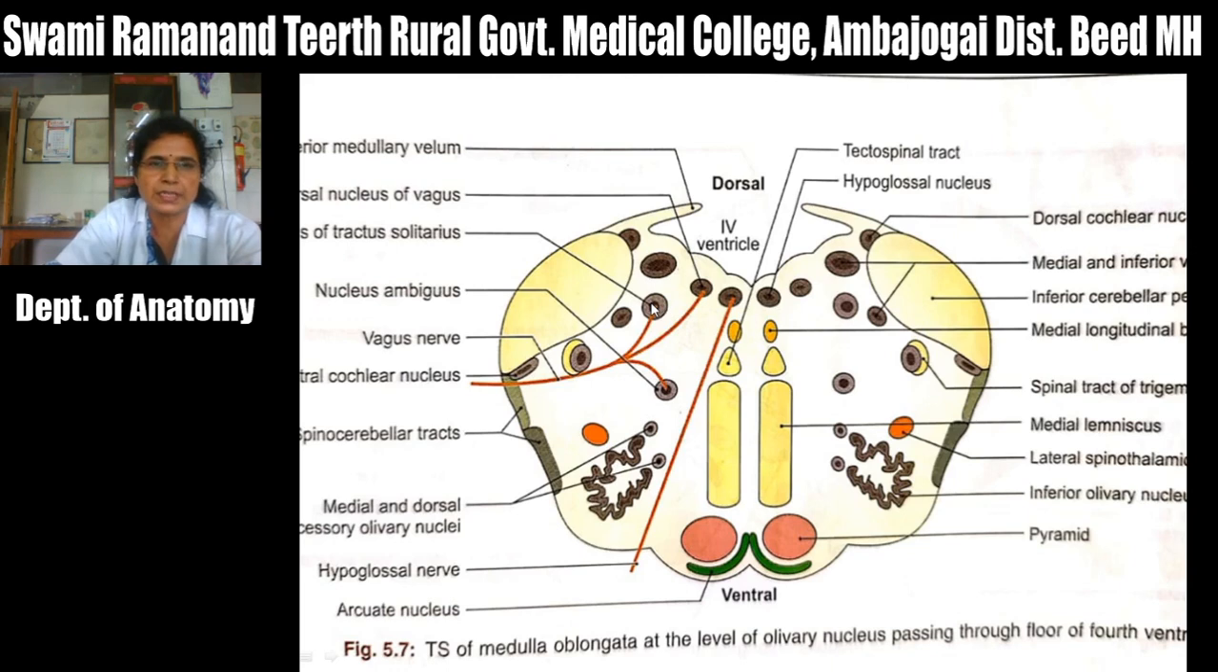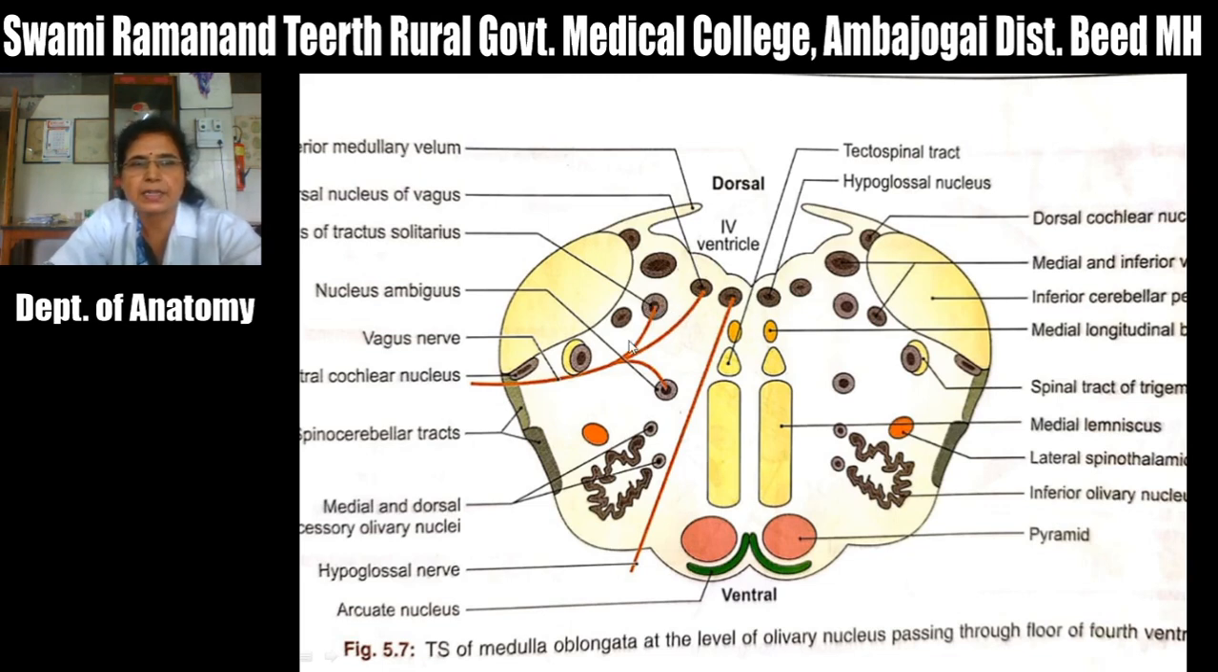Efferents of this nucleus form the solitariothalamic tract, which crosses to the opposite side and terminates in the ventral posteromedian nucleus of the thalamus, and from this it terminates in the sensory area of the cortex.